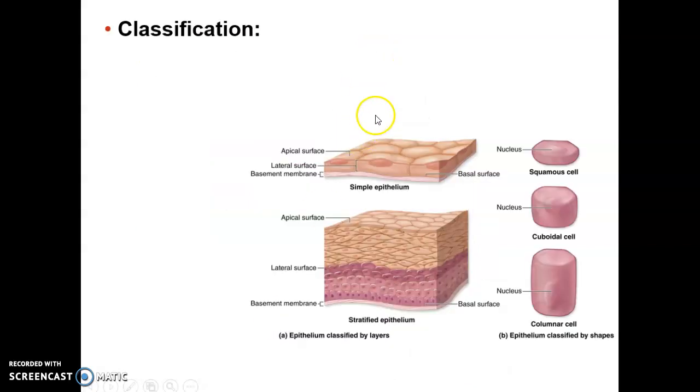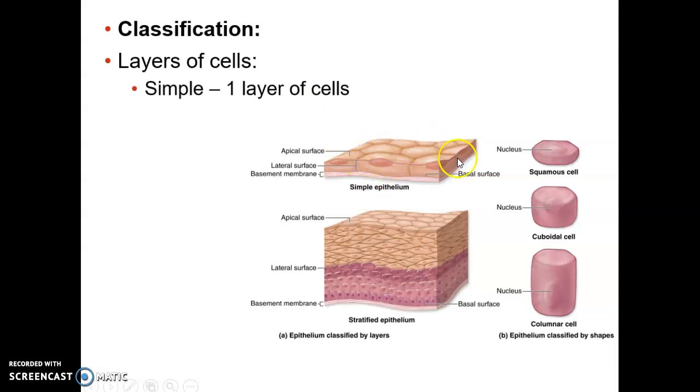Okay, how do we classify, how do we name epithelial types? First, we look at the layers of cells. How many cells thick is that particular epithelium? If it's only one cell layer thick, if it's very thin, then we call it a simple epithelium. If it's more than one layer thick, like this here, multiple cells thick, then it's called stratified.